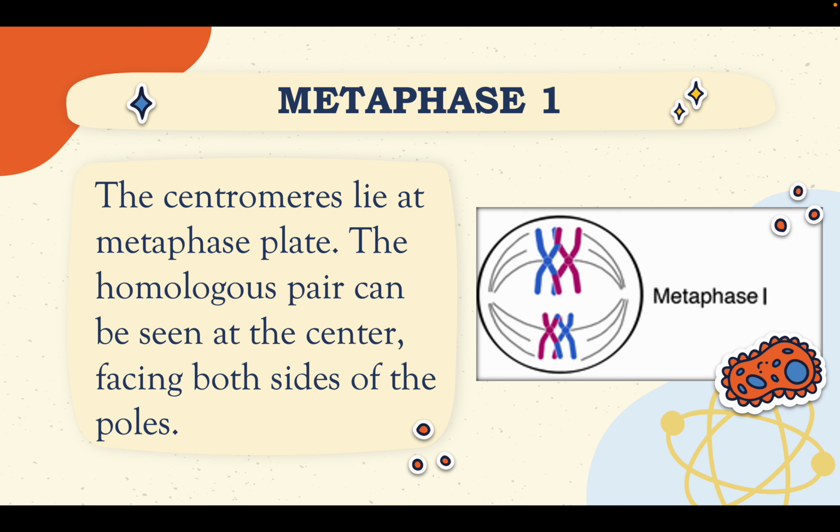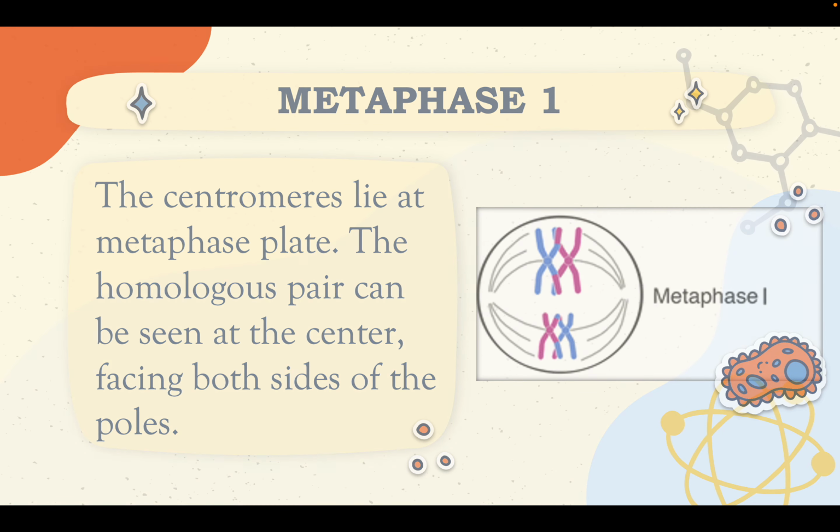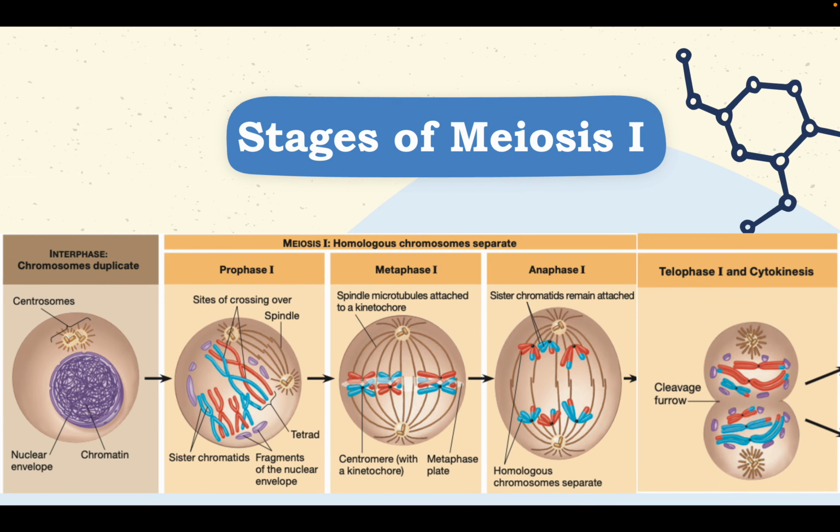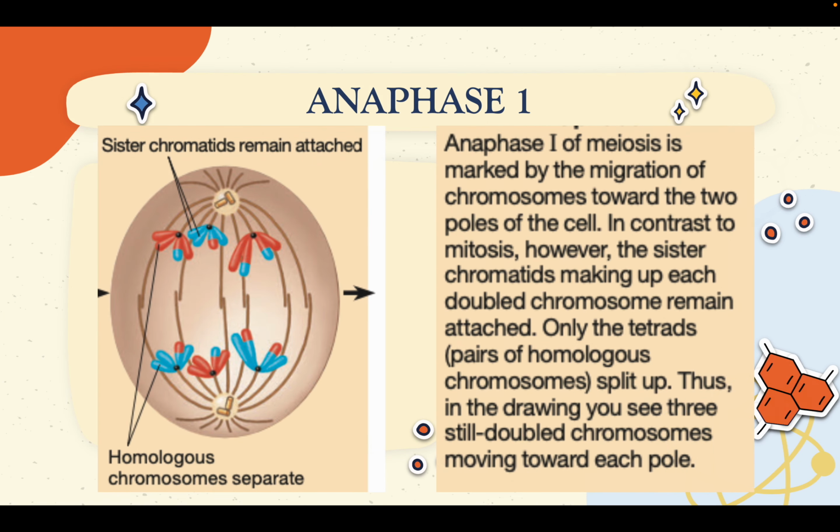So the centromeres line up at the metaphase plate. The homologous pair can be seen at the center, facing both sides of the poles. Next one is the anaphase 1. So in anaphase 1, the chromosome starts moving towards the two opposite ends of the cell. Okay?